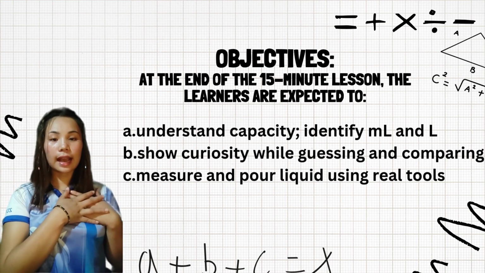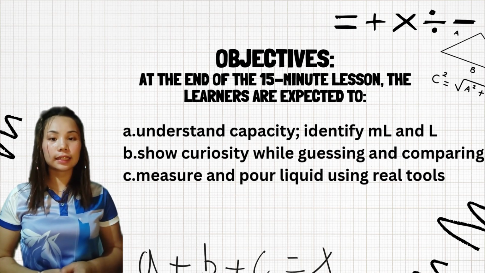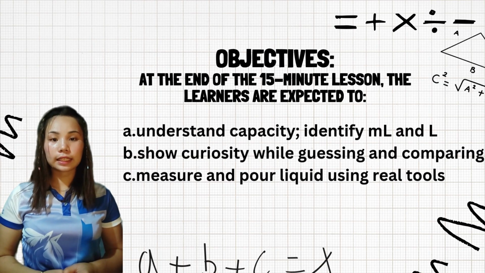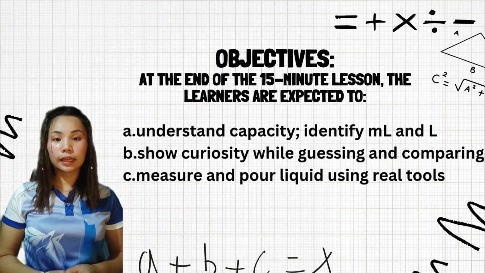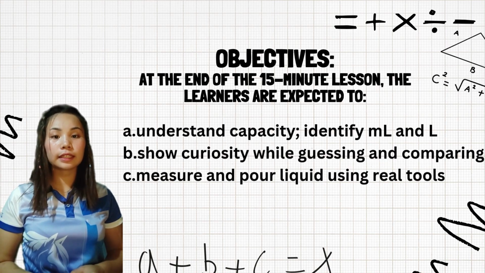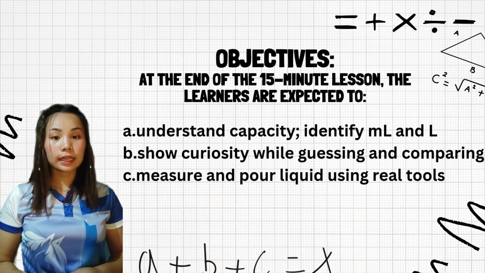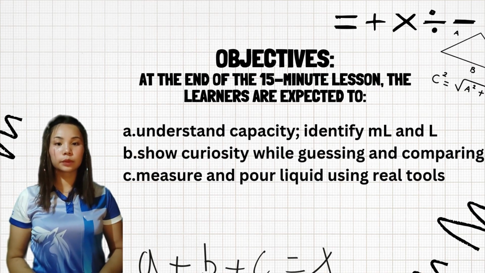I am Teacher Rika, together with Teacher Darren. But before we start our lesson, let me introduce our objective first. By the end of the lesson, learners are expected to understand capacity and identify milliliter and liter. Show curiosity while guessing and comparing, measure and pour liquids using real tools.